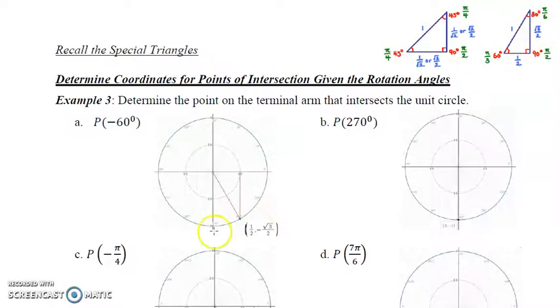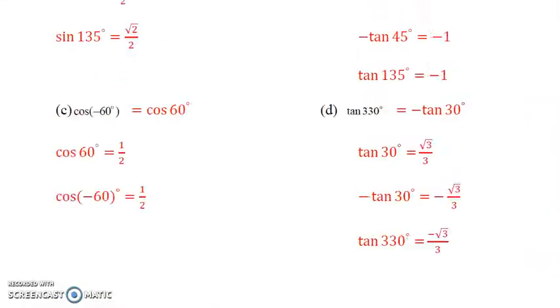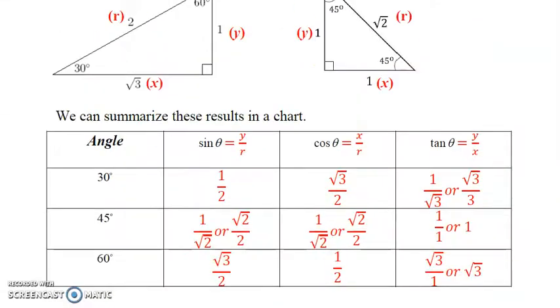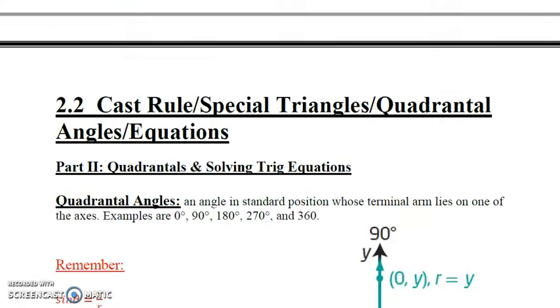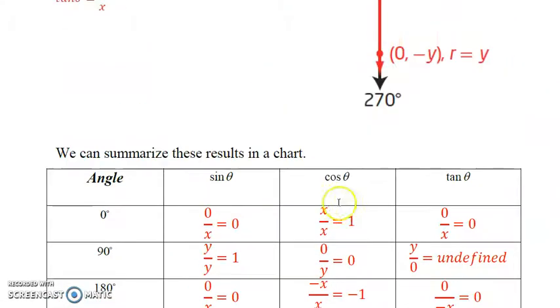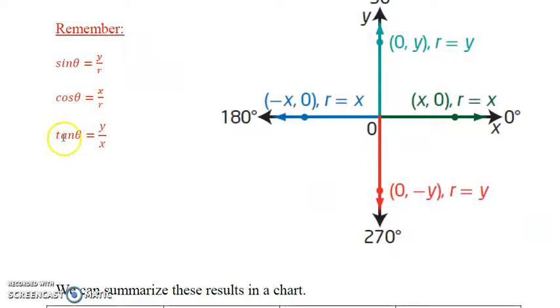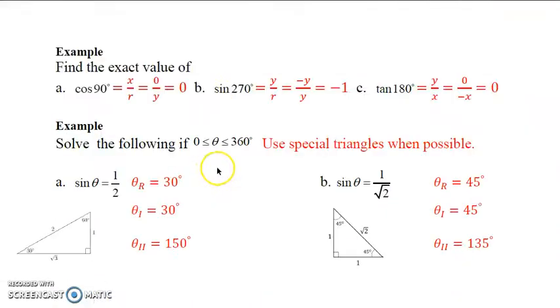And remember, to get these, your x value comes from the cos, and your y value comes from the sine. If you recall, back up in the results here, there we go. We've got to remember, tan is y over x, sine is y, and cos is x. Okay, so just recall that.